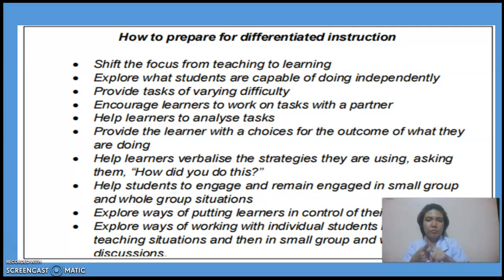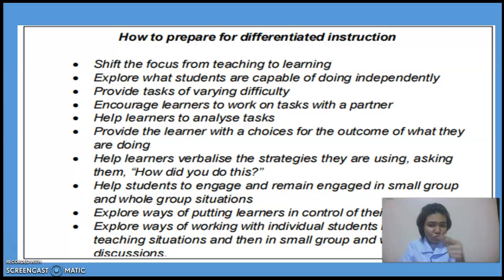So then let us know how to prepare for differentiated instruction. First, shift the focus from teaching to learning, and then explore what students are capable of doing independently. Provide tasks of varying difficulty. Encourage learners to work on tasks with a partner. Help learners to analyze tasks. Provide the learner with choices for the outcome of what they are doing. Help learners verbalize the strategies they are using, asking them, how did you do this?